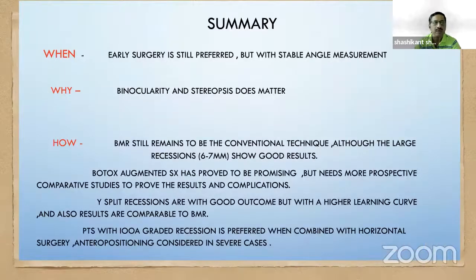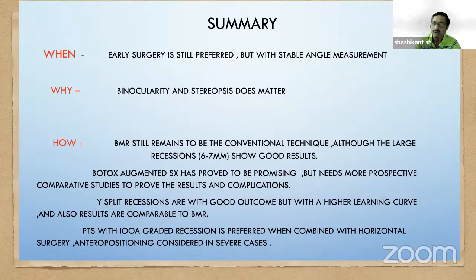So, summary. Early surgery is still preferred, but with stable angle measurements. Binocular stereopsis does matter. BMR remains the conventional technique. A large recession of 6 to 7 millimeters shows good results. Botox augmented surgery has proved to be promising but needs more prospective comparative studies to prove the results. Y-split recessions along with medial rectus recession give results comparable to BMR.